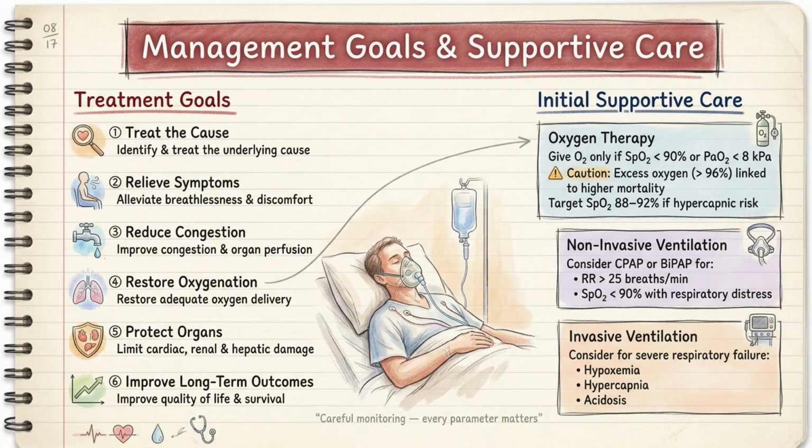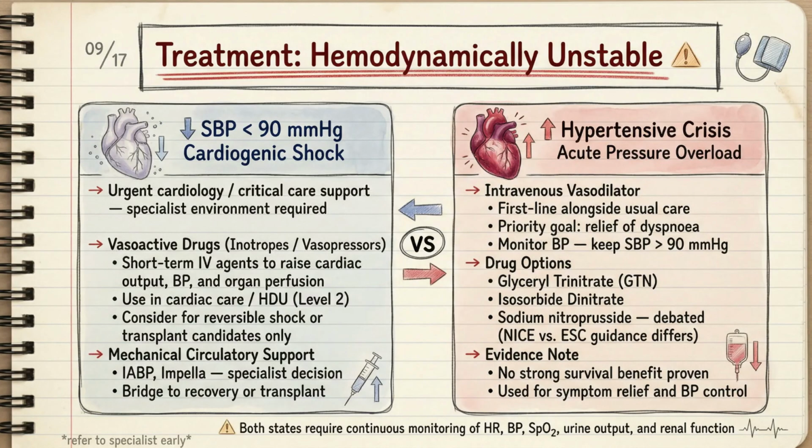Non-invasive ventilation, CPAP or BiPAP, consider if respiratory rate is above 25 or SpO2 below 90% with respiratory distress. Invasive ventilation, reserved for severe respiratory failure with hypoxemia, hypercapnia, or acidosis. And the underlying principle, careful monitoring. Every parameter matters. Now, 2 critical hemodynamic scenarios.